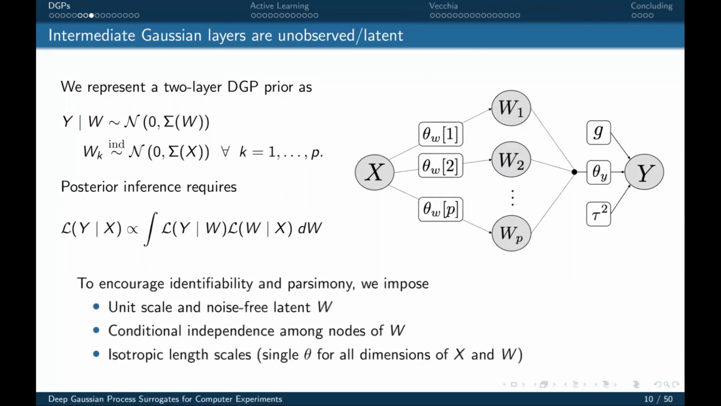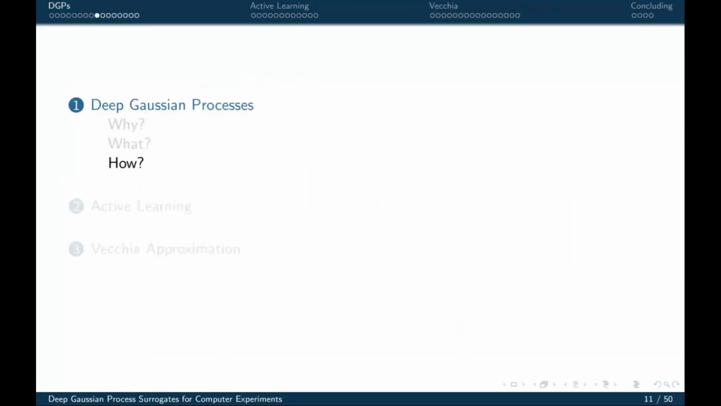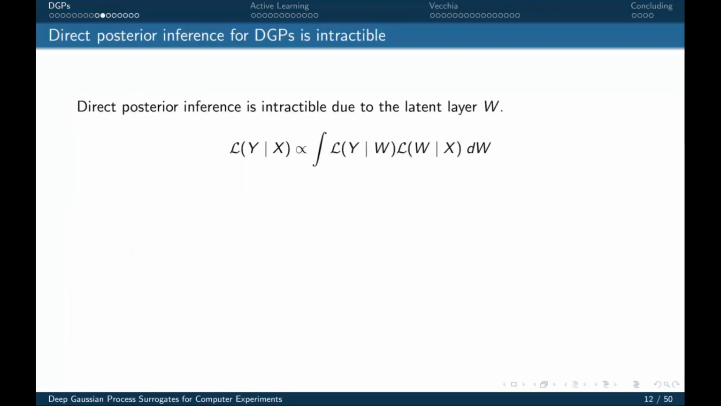I do have more on this slide, but I'm going to skip it. Some details that make it work in practice. I don't want to spend too much time. I always go kind of slow at the start of the talk, but things will speed up. All right, how do we do it? So I need to do this integral.